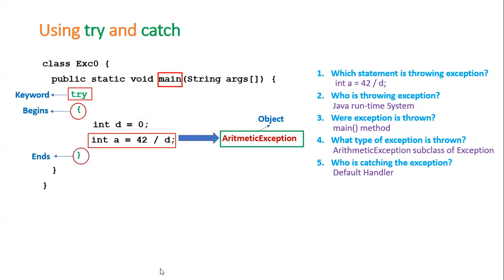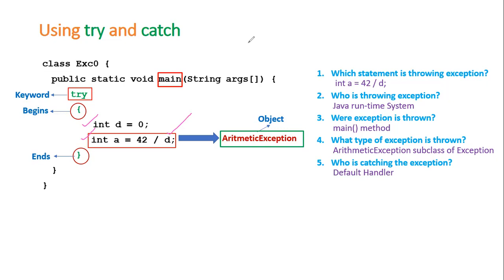As you see, these are the two statements. This is my first statement and this is my second statement. These are the two statements which you need to place inside your try block. Why? Because this is the statement which might throw an arithmetic exception.